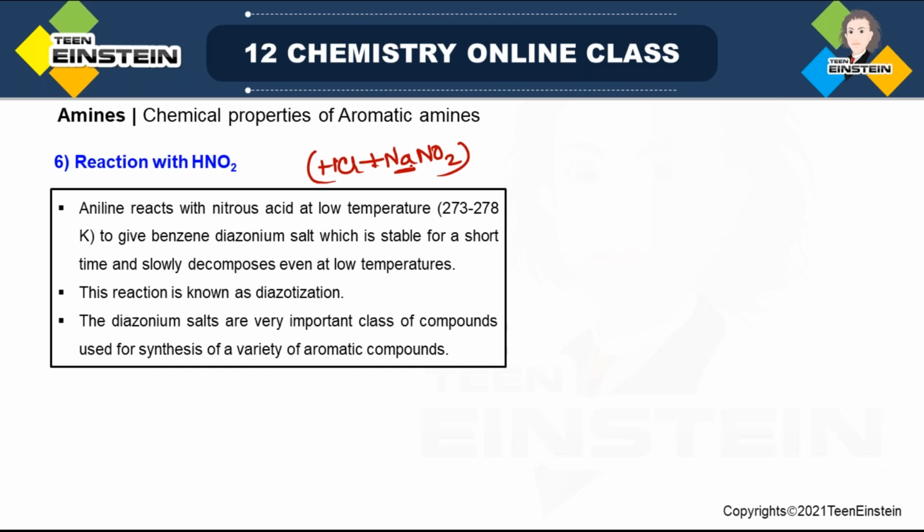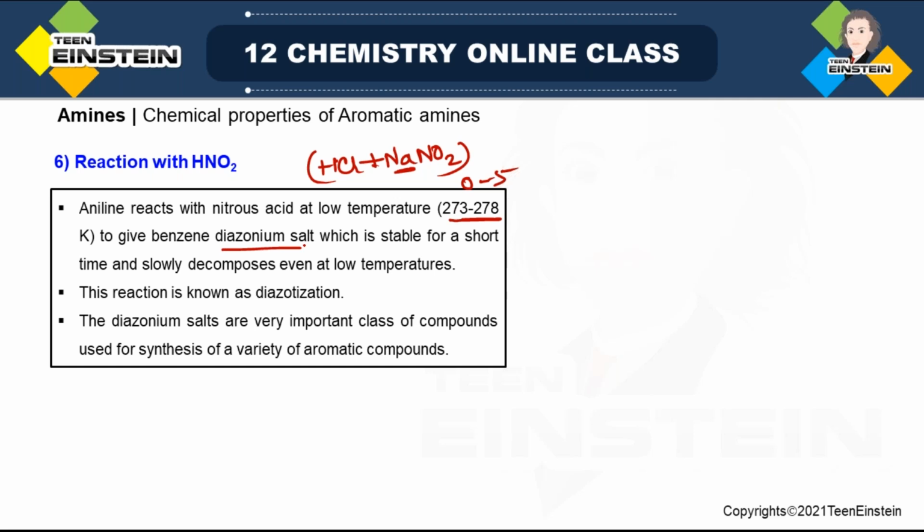In case of aliphatic amines, we have seen that 1 degree, 2 degree, 3 degree aliphatic amines behave differently with nitrous acid. And in this case also we will see something else will happen. That is when it is an aromatic amine, how it is reacting with HNO2. This reaction occurs at very low temperature, 273 to 278 Kelvin, which means 0 to 5 degrees centigrade. First, there is formation of diazonium salt.